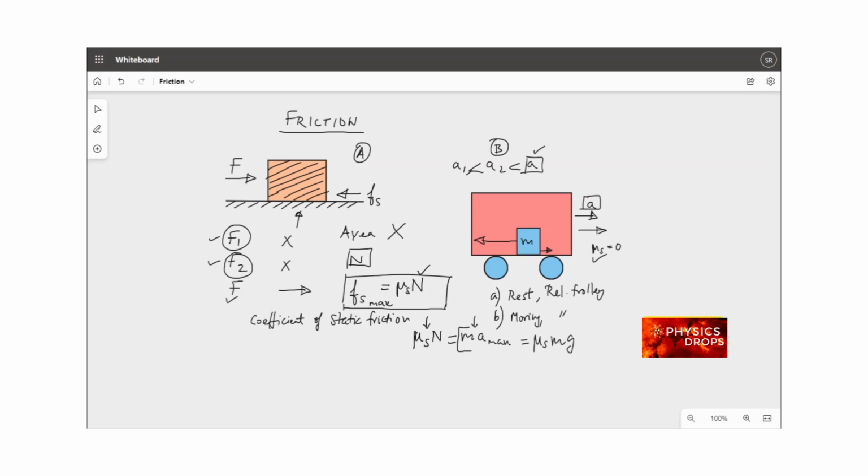Now, if we take only these two portions, m cancels out, and a max is given by mu s g. That means the maximum acceleration of the trolley without the block sliding backward is given by mu s times g. g is always a constant, it's not going to change. So the higher the coefficient of friction, the more the trolley can accelerate without the block sliding backward, which makes sense, right? Okay, thank you.